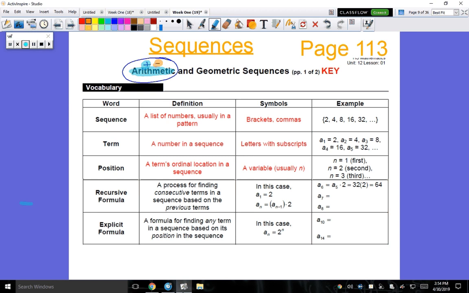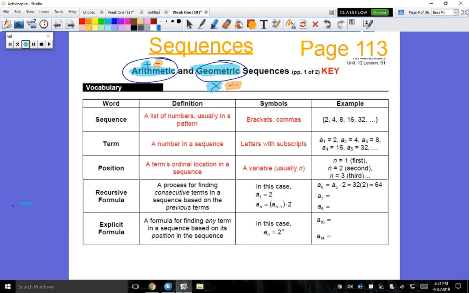Okay? Geometric. What do you think you're doing with geometric? Multiplying. Multiplying, and you're going to solve it by dividing. So you're going to do the opposite in order to solve the pattern. So to solve something that's being multiplied, we're going to divide backwards. To solve something that's being added, we're going to subtract backwards.